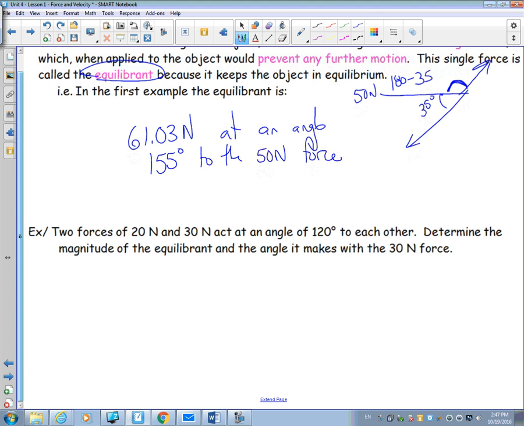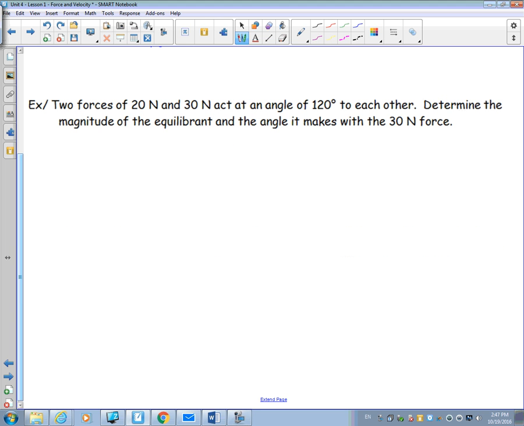So an example of that is example number 3. We've got two forces. One's 20 newtons, one's 30 newtons, and they act at 120 degrees to one another. And when we talk about forces acting on one another, it means tail to tail. It's always tail to tail. I want to know the magnitude of the equilibriant and the angle it makes with the 30 Newton force. So to figure that out, I need to know the resultant and then figure out its opposite.